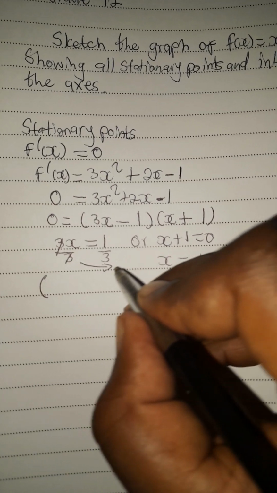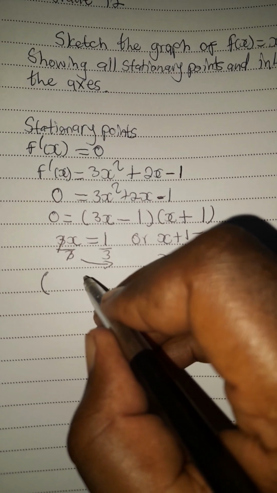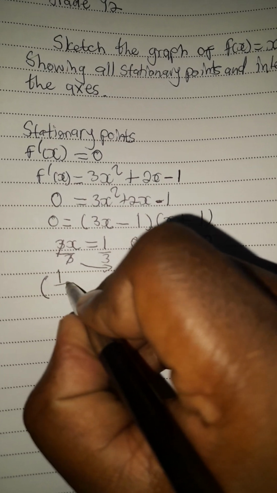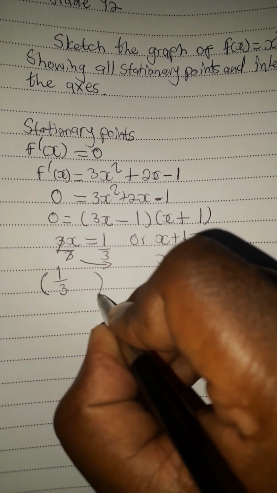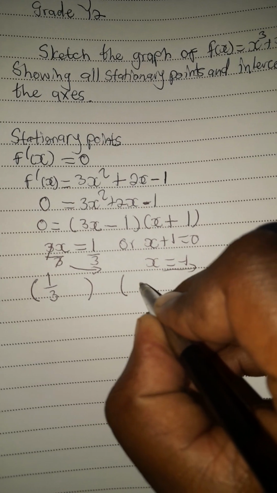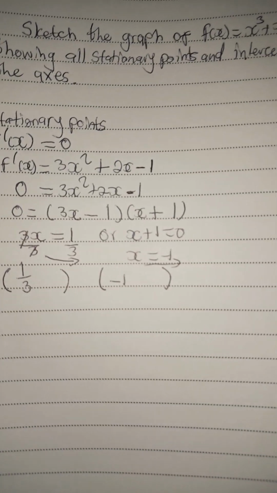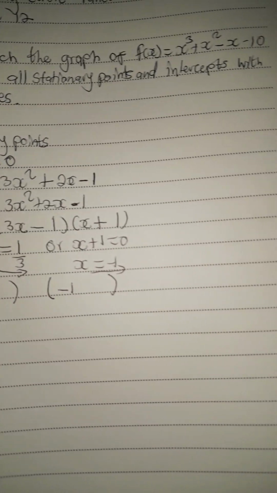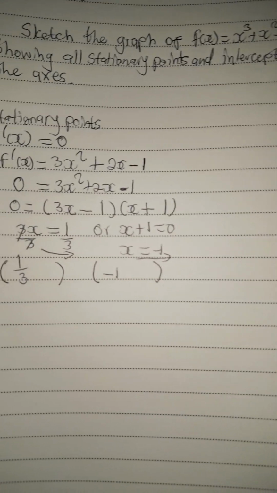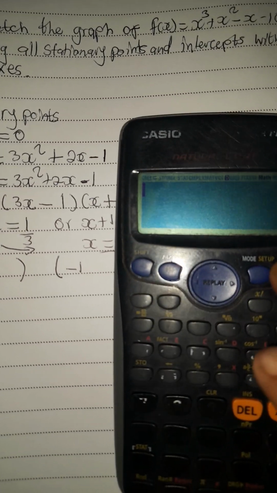The stationary points are coordinates, so each is an ordered pair. We should have x equals 1 over 3 and we have negative 1 here. What is missing now are the y values. How do we find the y values? We find the y values by substituting the x values back into the original function.